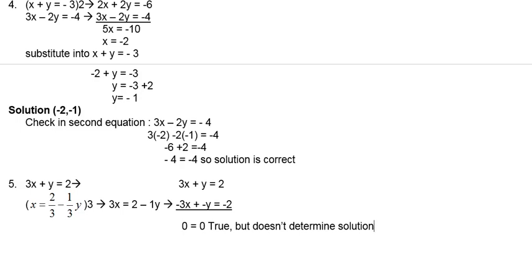This is the one when we end up with a true statement that tells us nothing, like 0 equals 0 or 2 equals 2. It tells us that we have the same line. And in fact we could see that right before I did the subtraction. They looked identical. So we knew they were the same line, and consequently we don't have a single solution.